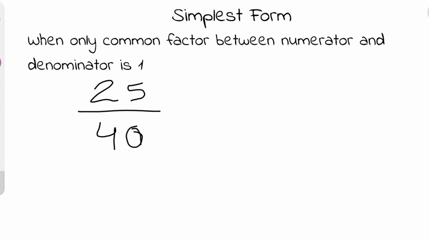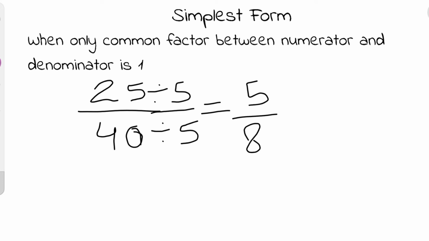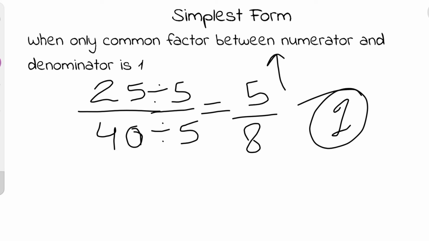We have to divide the numerator and denominator both by a common factor till we reach numbers which have only 1 as their common factor. So the common factor between 25 and 40 is 5. So we will divide 25 by 5 and 40 also by 5. So what will we get? We will get 5 by 8. Now 5 and 8 have only one common factor, so 5 by 8 is in the simplest form.